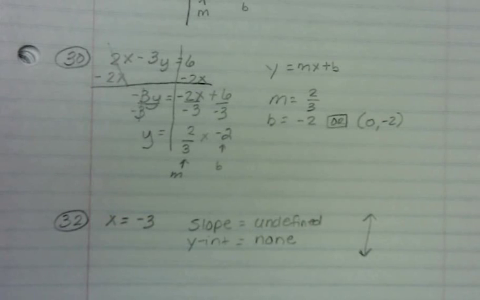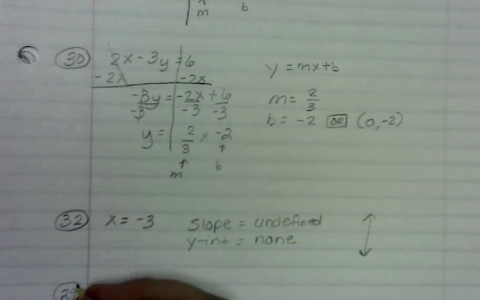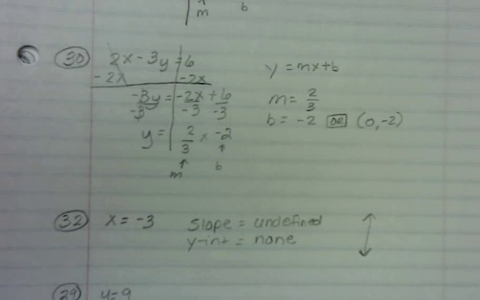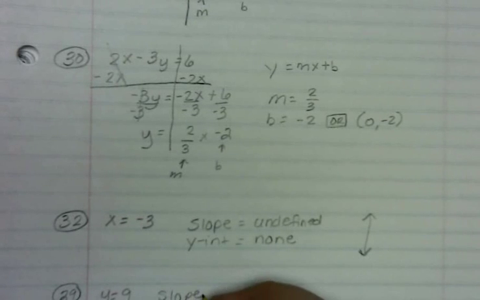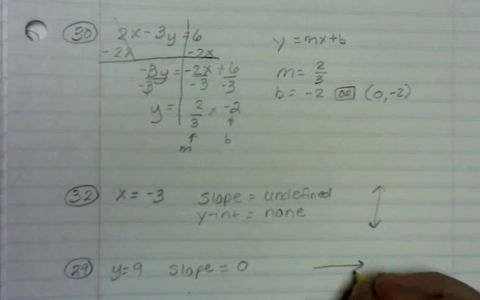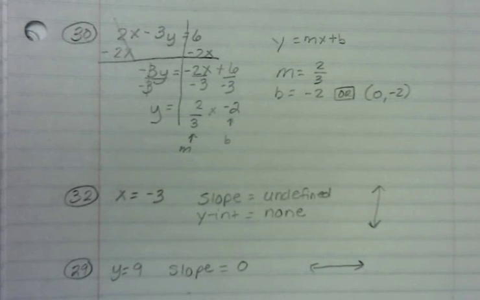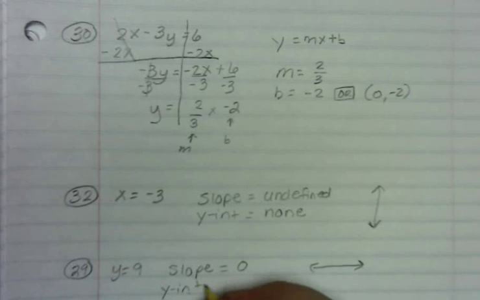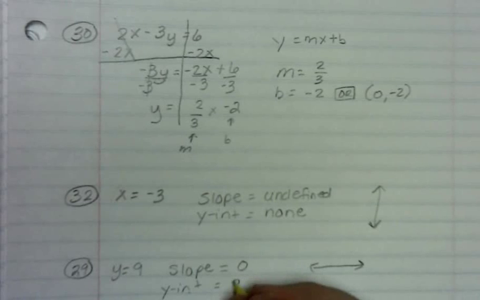And if you look at number 29, just to have another example, on number 29 we had y equals 9. So on here, my slope is 0 because it would be a horizontal line through y equals 9. So where 9 is on the y-axis, anytime you have y equals a number, your slope is going to be 0. And your y-intercept will always be what y equals, so 9. And we could always write that as 0, 9.